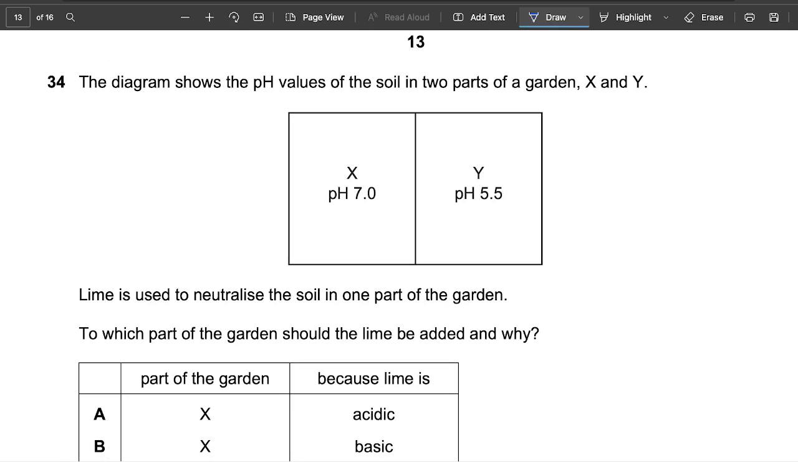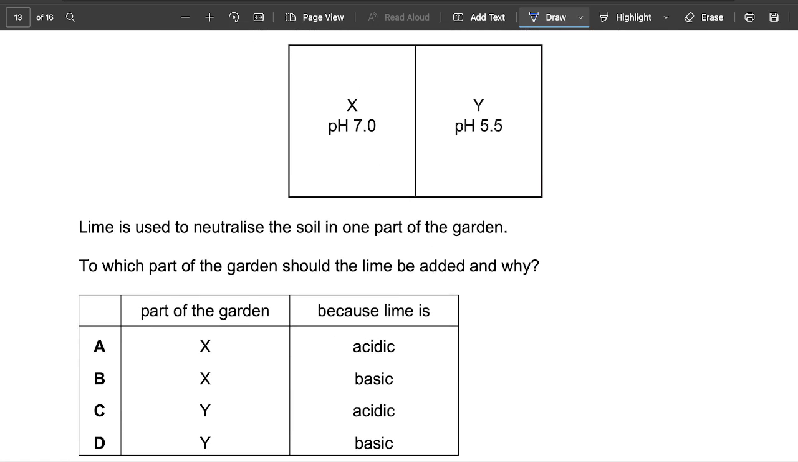The diagram shows the pH values of soil in two parts of a garden, X and Y. Lime is used to neutralize the soil in one part of the garden. To which part of the garden should lime be added? Now, lime is to reduce the acidity. So we should reduce the acidity of Y. So we use Y, and because lime is basic, it can neutralize it.